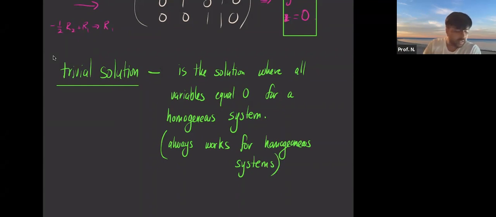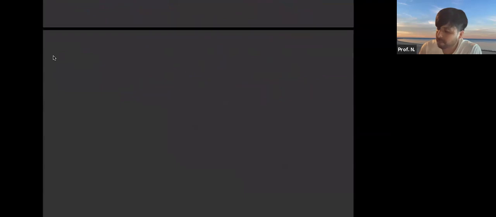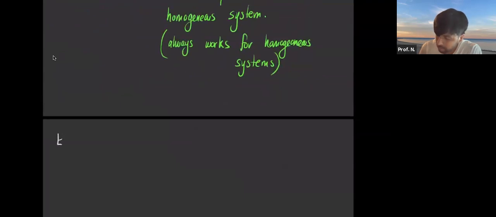So these terms will creep up. They start to creep up little by little. Okay. I'll give you an example of a system that's homogeneous, but that doesn't have the trivial solution being the only solution.